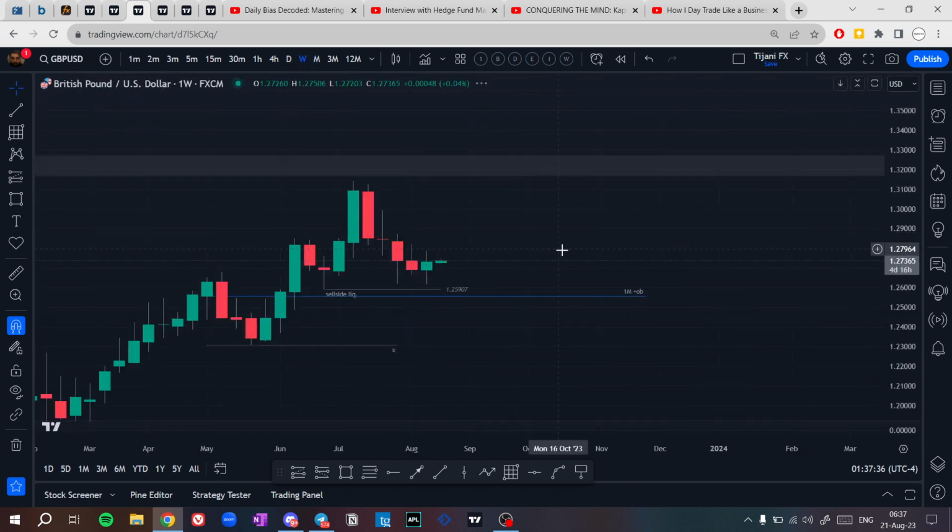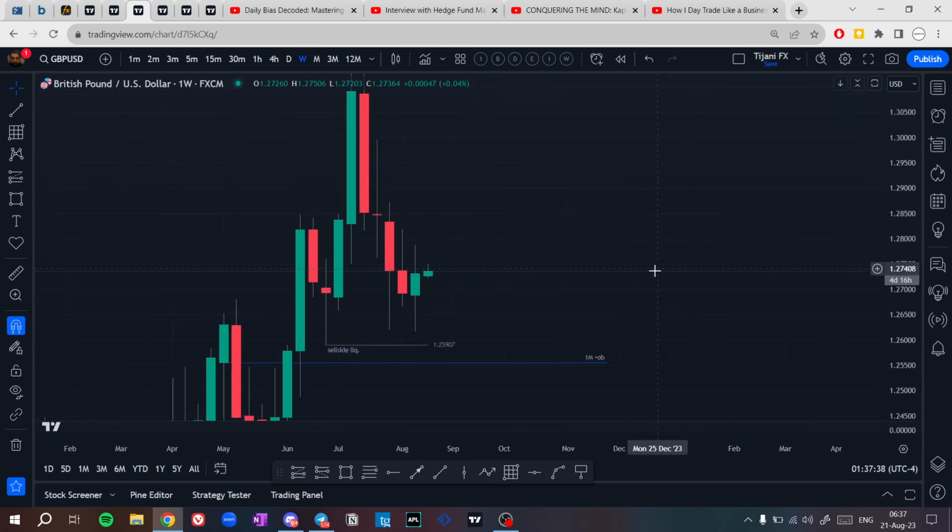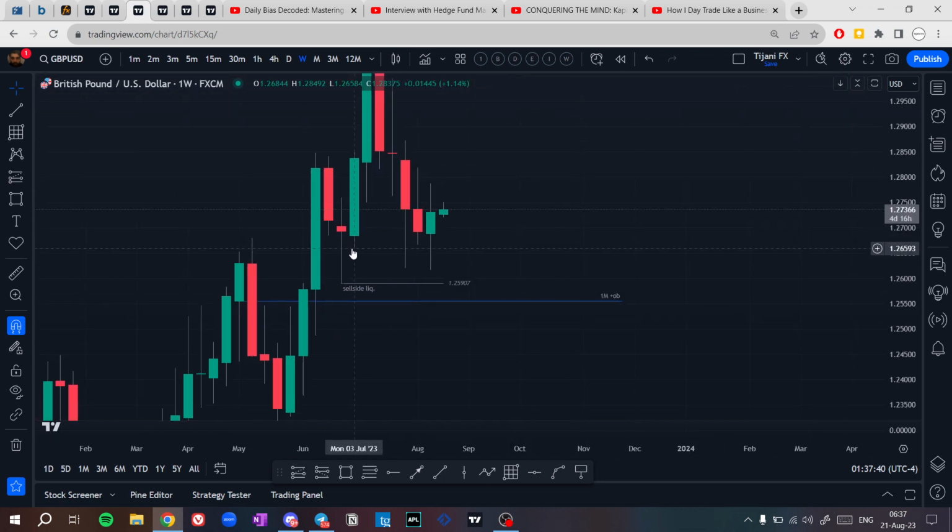On the weekly time frame, we have price has taken sell side liquidity below July's low, and we still make another equal lows here.